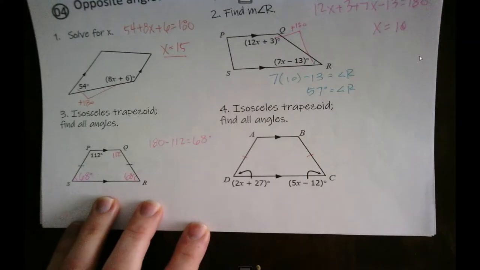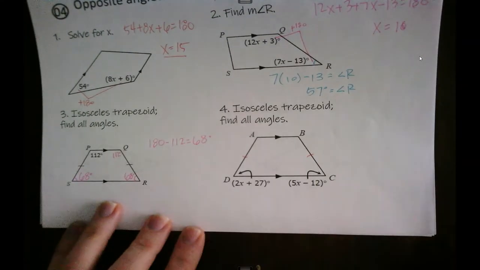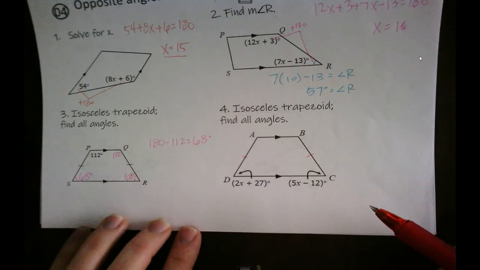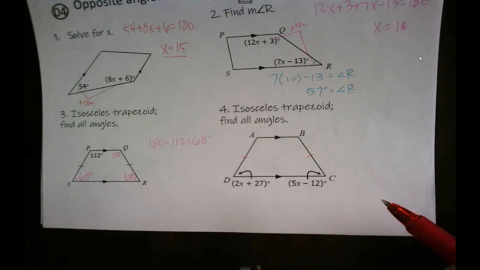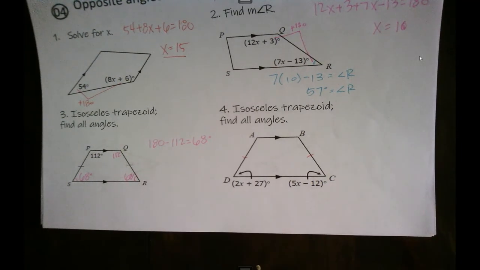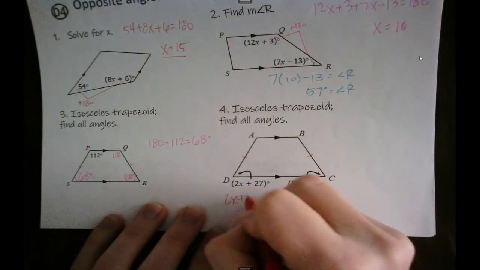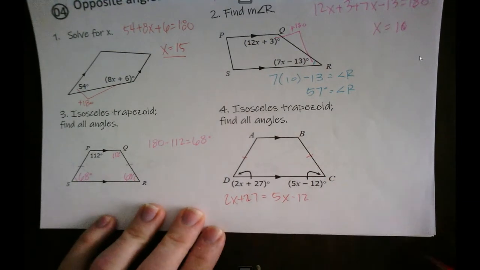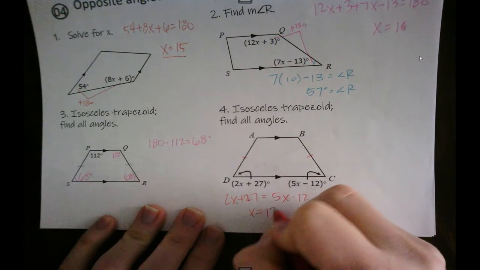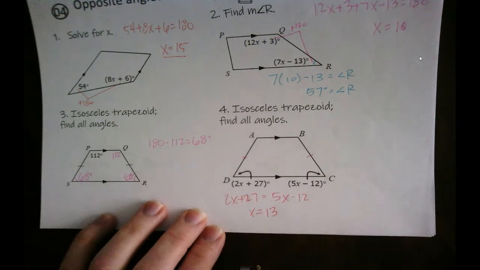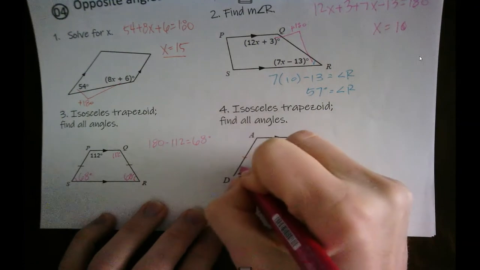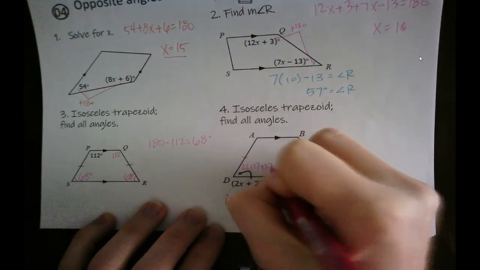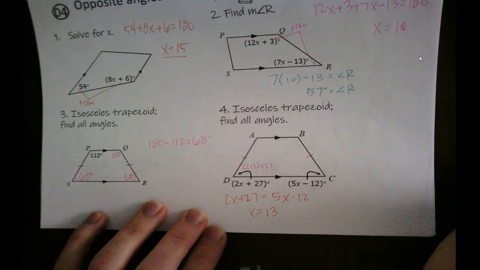All right, over here, finding angles again. Find all of our angles. Base angles have to be congruent, so this expression equals this expression in order to solve for x. x is 13. Then plug in 13 to get your actual degrees.